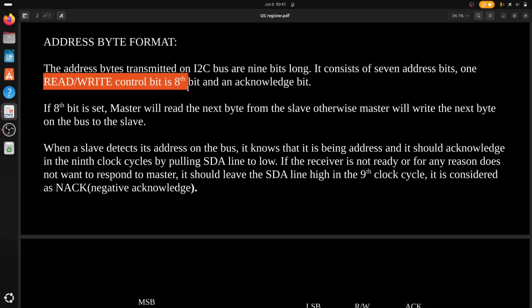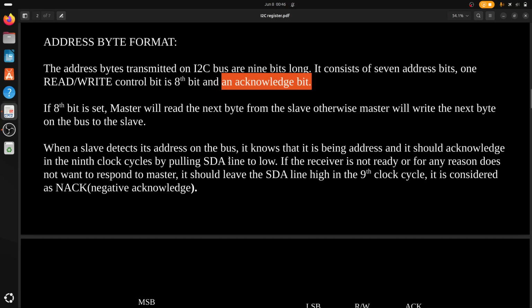And the last bit is the acknowledgement bit. Acknowledgement bit is pulling the SDA line low in order to indicate that it is acknowledged. Acknowledgement means that the select device is ready to receive the data sent by the master in the bus to it.